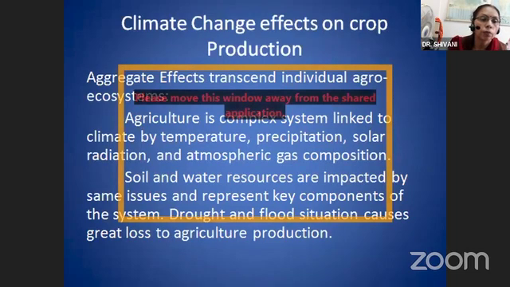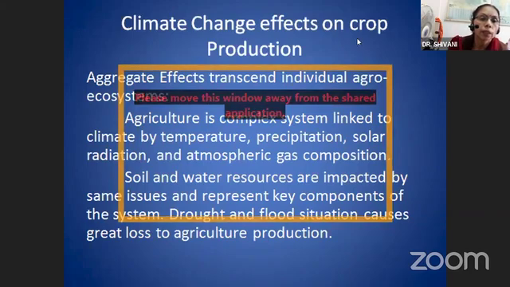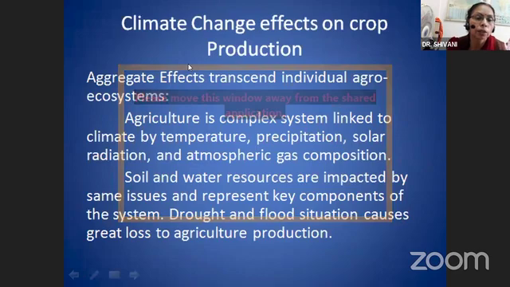So we have to keep all these things in mind, and we can say that climate change affects crop production. Hence, it affects the growth, development as well as the yield of crops. And due to this, crop production is going to be affected by climate change conditions.